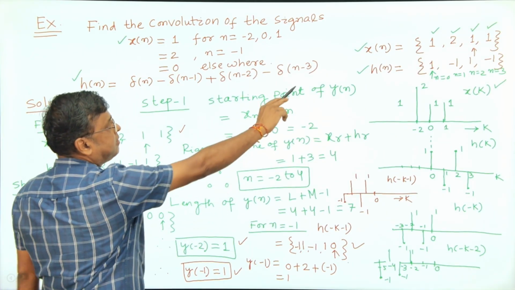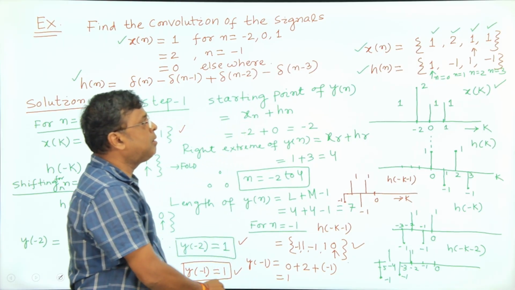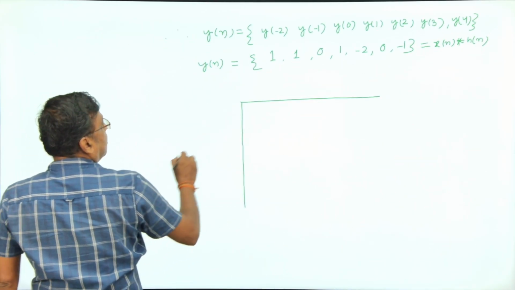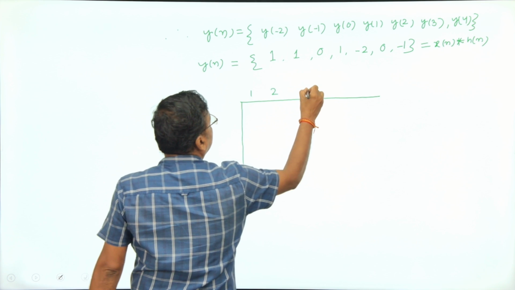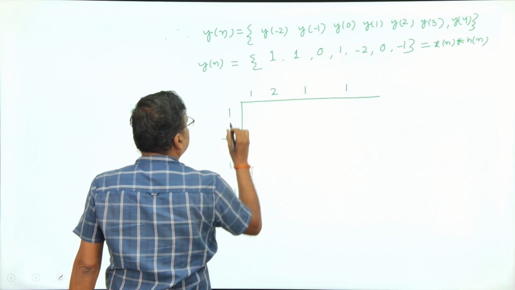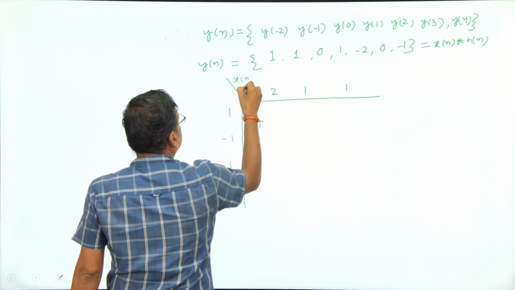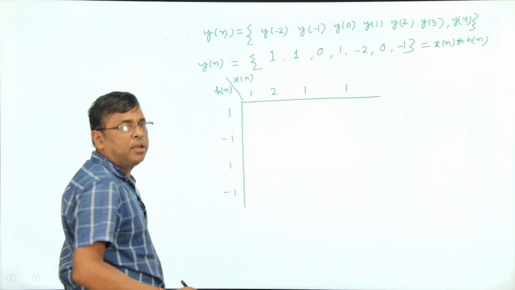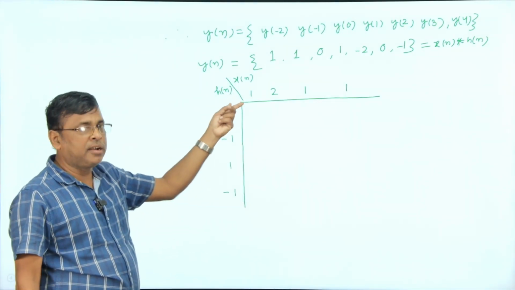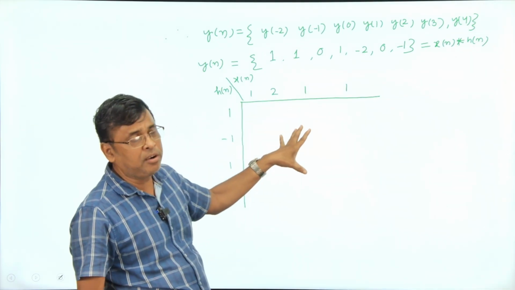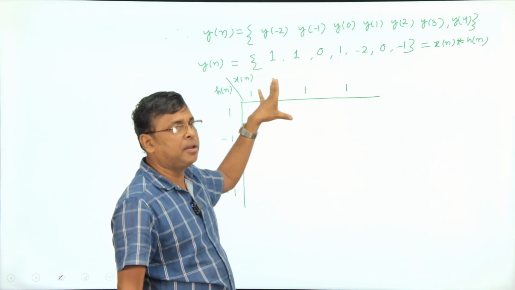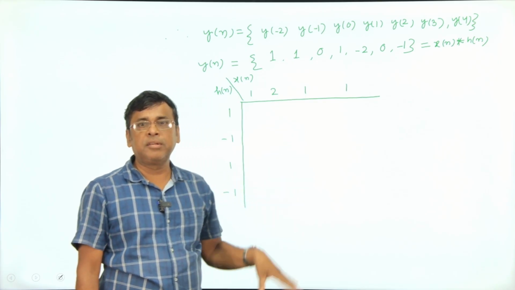Blindly you can write down x of n as 1, 2, 1, 1, and h of n as 1, -1, 1, -1. This is your x of n and this is your h of n. These are the two sequences given. Directly you can find out the result, but through this process you will find out how to obtain y of n. After getting y of n, you have to check whether your answer is right or wrong.